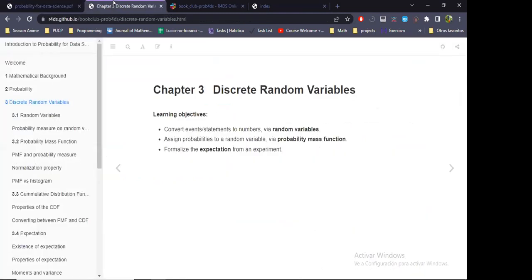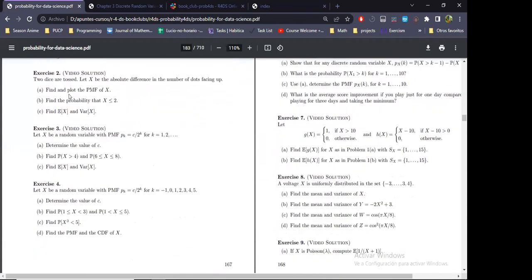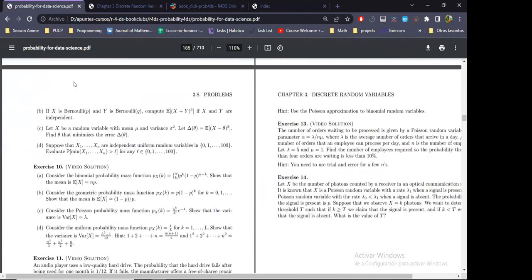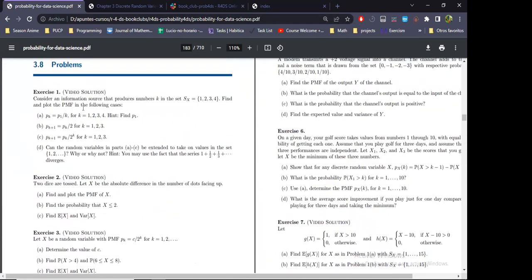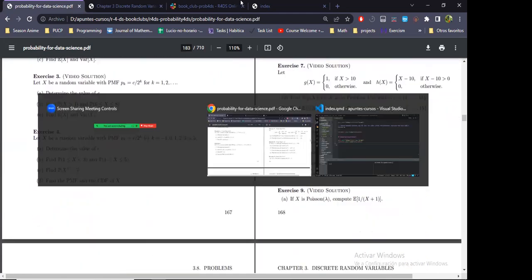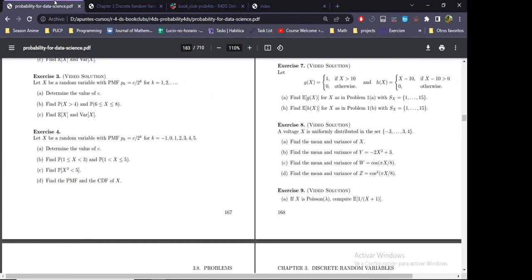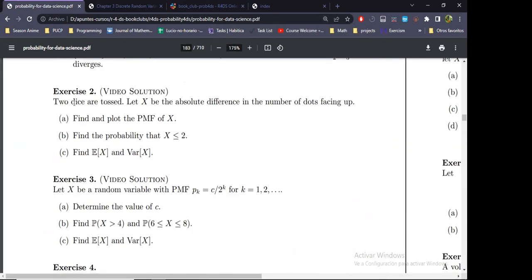Okay, so in this chapter, we were working with discrete random variables, and these are the problems. I think there are 14 of them, but I only chose 7. So first is exercise 2. Two dice are tossed.